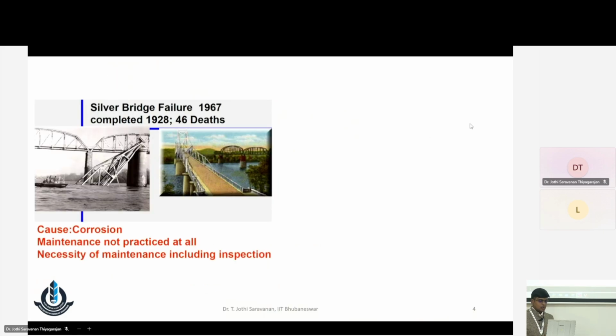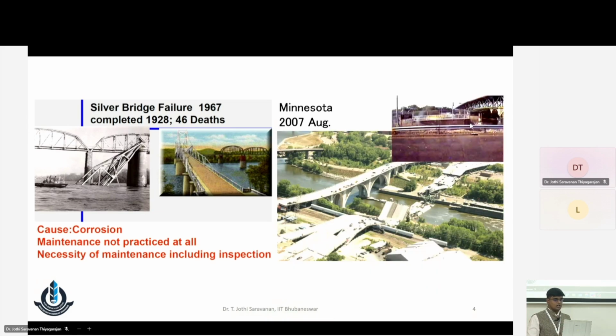So, some case studies. Why is this monitoring or inspection important? Way back, maybe in 1967, there were some bridges which did not even consider the corrosion effect. So there were a lot of failures, and I'm just trying to show some of them. This was Minnesota in 2007. There was a failure.